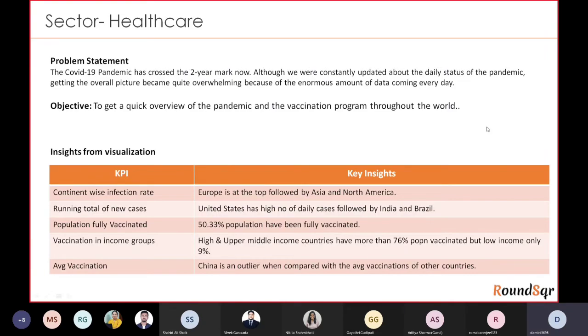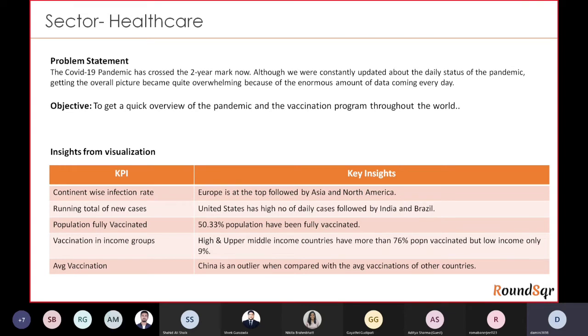So the first sector that I will be dealing with is healthcare, and the focus will be on the COVID-19 pandemic. The COVID-19 pandemic has already crossed the 2-year mark now, and none of our days really passed without checking for the daily updates of the COVID numbers. Daily updates were fine, but getting an overall picture of how the virus spread through the passage of time became quite overwhelming, as the numbers were updated every minute for each city, state, or country.